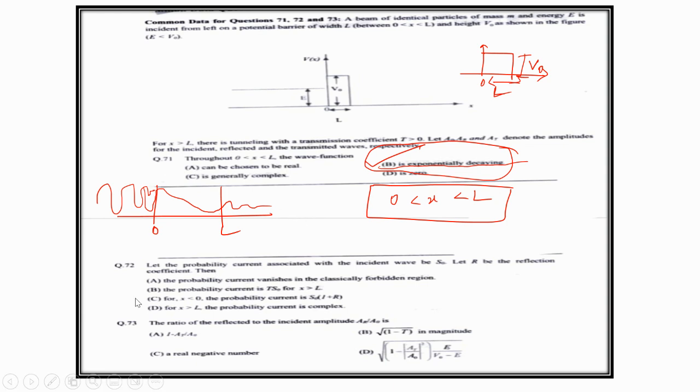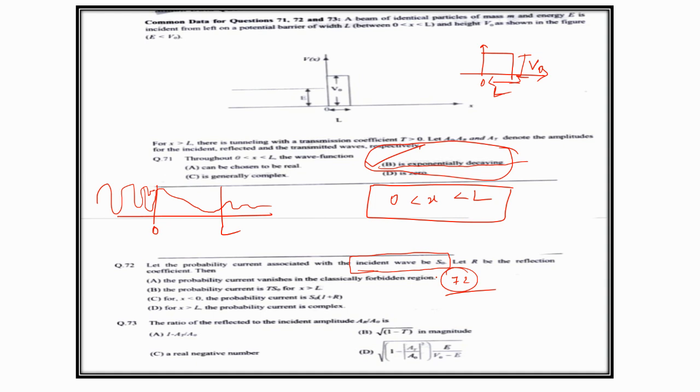Now, for this part, 72 part, let the probability current density associated with the incident wave be S naught. Let R be the reflection coefficient. Then you need to find out which one is correct.